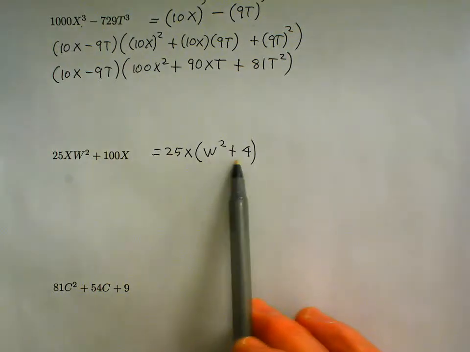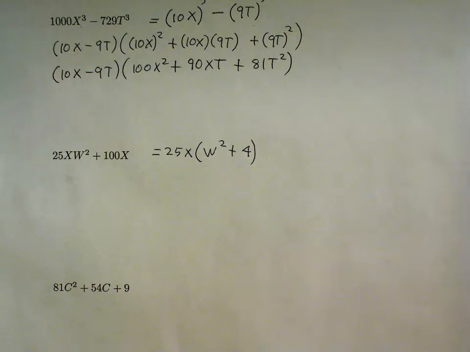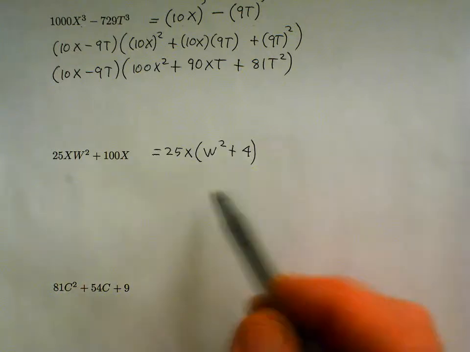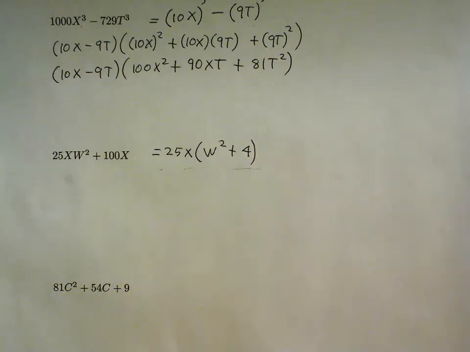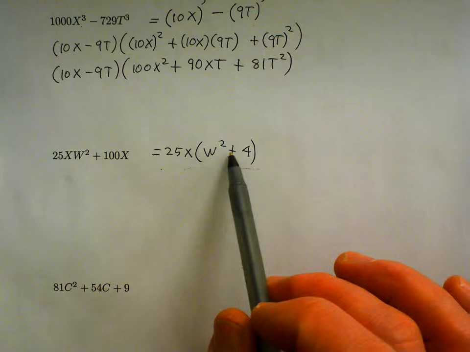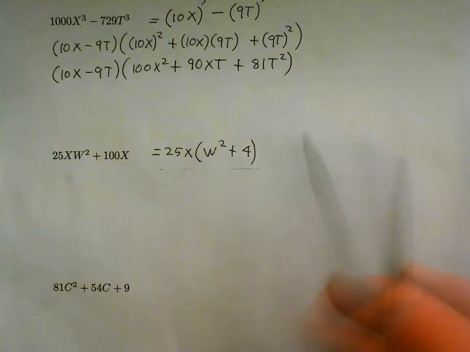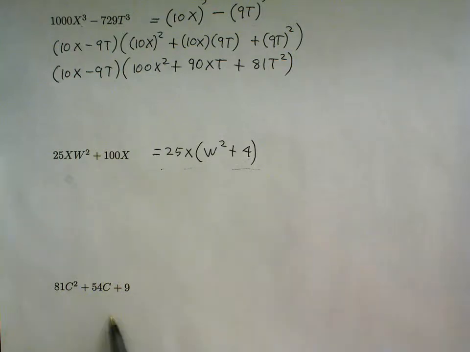W to the second plus 4 is a sum of squares. So in this class, this is our complete factorization. In college algebra, you will learn how to factor w to the second plus 4. Okay, but for us, we move on to the next problem.